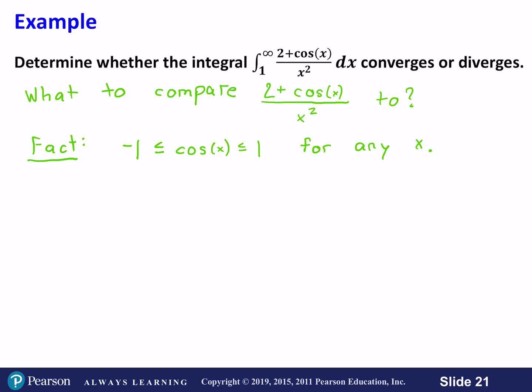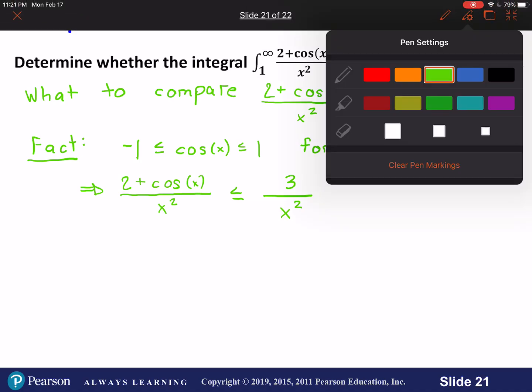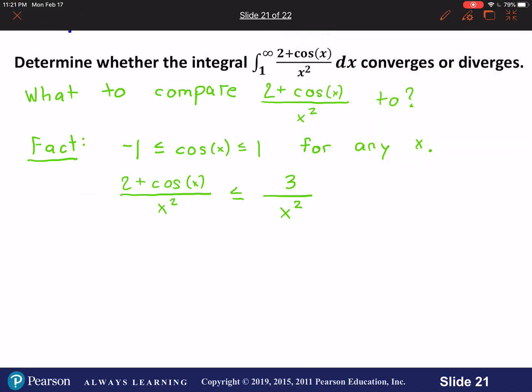Okay? So if we use this fact, then (2 plus cosine of x) all over x squared is less than or equal to 3 over x squared. In fact, we could even write a little bit further, which I think I will. This is greater than or equal to 1 over x squared.